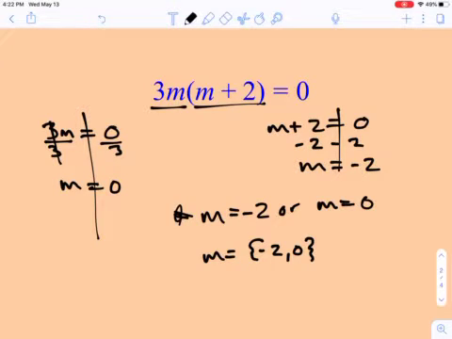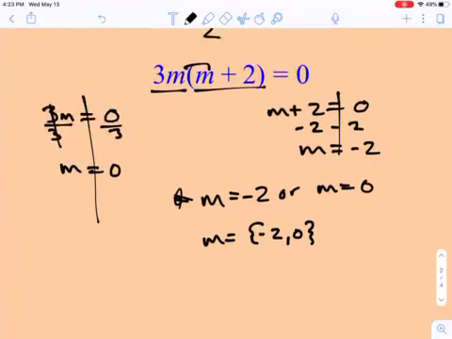And again, because if I multiply this out, my highest degree would be 2, because you'd have m squared from multiplying m times m. That means that the largest number of solutions I can have, or the largest number of roots I could have, is 2.